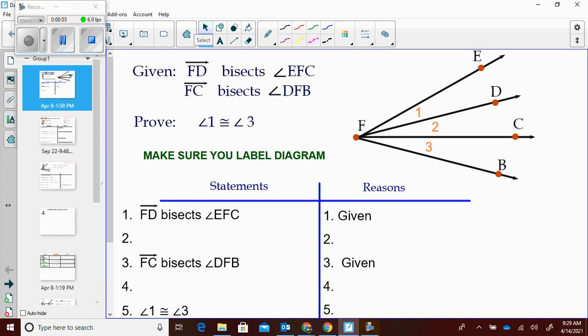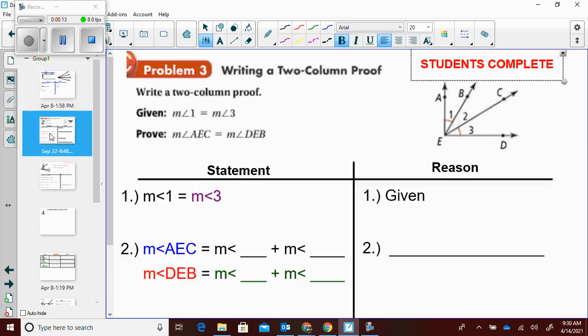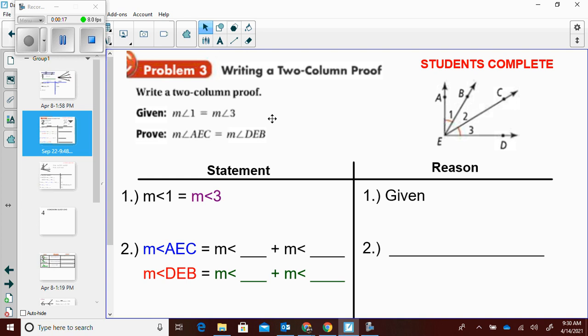Okay, guys, now we're going to move to angles. Angle proofs are treated the same exact way as segment proofs. So let's jump here. You're going to do this on your own, but I'll give you a brief preview or a review. It gives me angle 1 and 3 are the same. We want to prove this whole angle here, AEC, is the same as DEB.